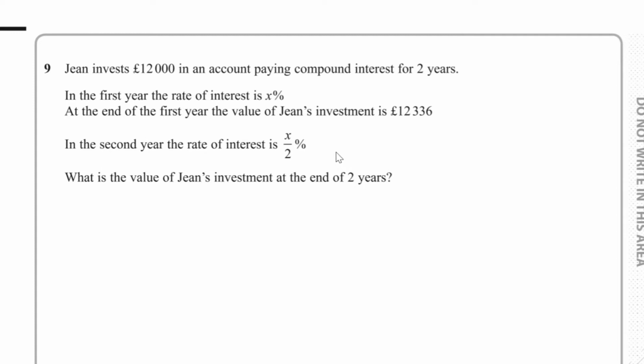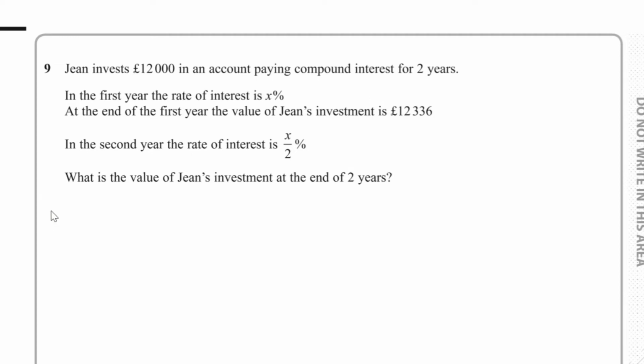Question number 9. Jean invests £12,000 in an account paying compound interest for 2 years. In the first year, the rate of interest is X%, and at the end of the first year, the value of Jean's investment is £12,336. In the second year, the rate of interest is X over 2%. We have to find what is the value of Jean's investment at the end of the 2 years.